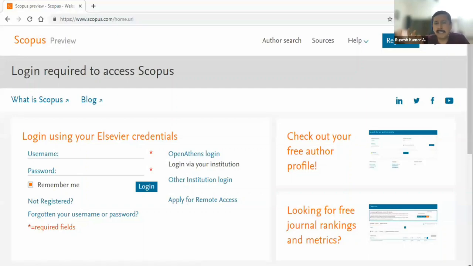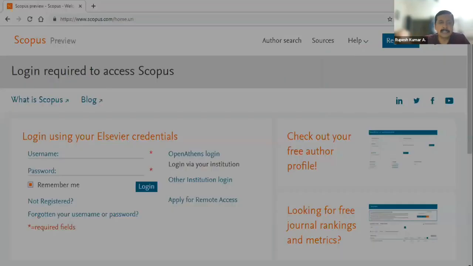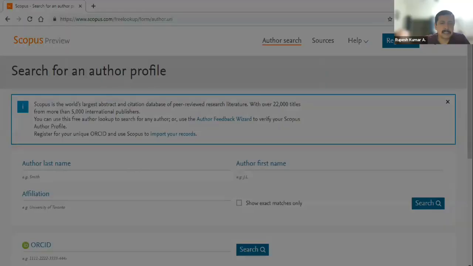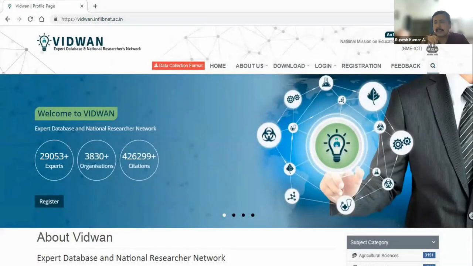If you have made at least one publication in any Scopus indexed journal, then you can claim your Scopus Author ID. You need to go to scopus.com. You need to register, log in using your Elsevier account, and then you can search for your account and you will get your profile. You can claim it.